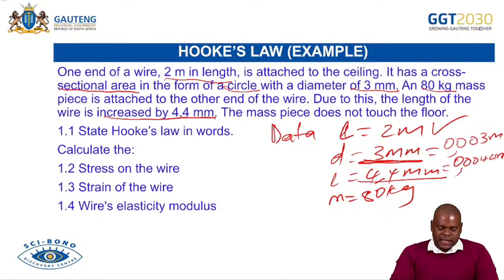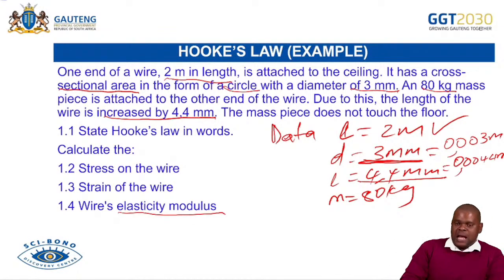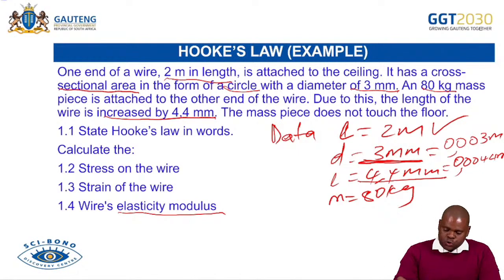Because now we are done with our data, we can go to the questions. The first question, 1.1, says, state Hooke's law in words. Remember Hooke's law? It says within the limit of elasticity, stress is directly proportional to the strain. That is what Hooke's law says. Then 1.2 says calculate the stress on the wire. 1.3 says calculate the strain on the wire. And 1.4 says calculate the wire's elasticity modulus.